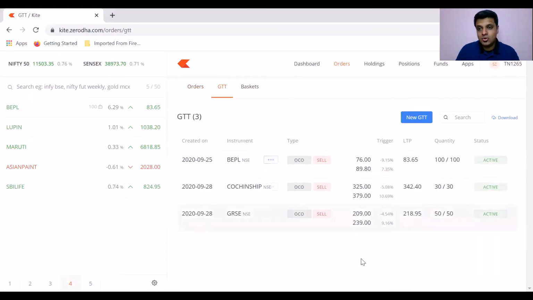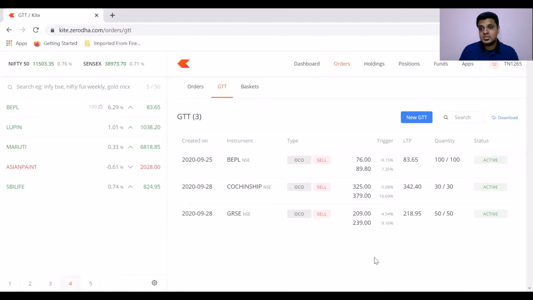Now, what is the drawback of a GTT? Sometimes it doesn't trigger. I've heard of cases where the LTP, the last traded price, went beyond the triggers and didn't trigger. I know that's very rare, but sometimes it can happen. But this is very useful.